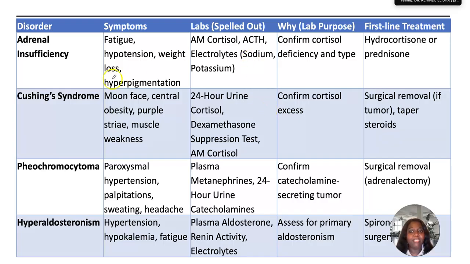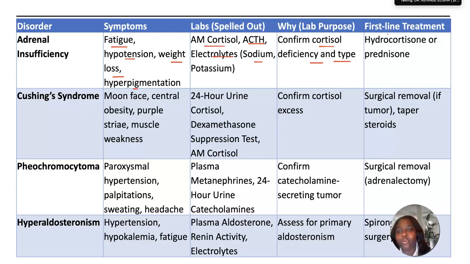And then we have adrenal insufficiency. What are the symptoms of adrenal insufficiency? Fatigue, hypotension, weight loss, hyperpigmentation. What labs do we need to order? AM cortisol, ACTH, electrolytes, sodium, potassium. Why do we need this lab? They'll confirm cortisol deficiency and the type. What is the first line? The first line is hydrocortisone or prednisone, excuse me.